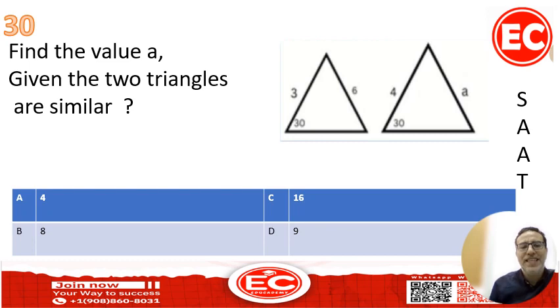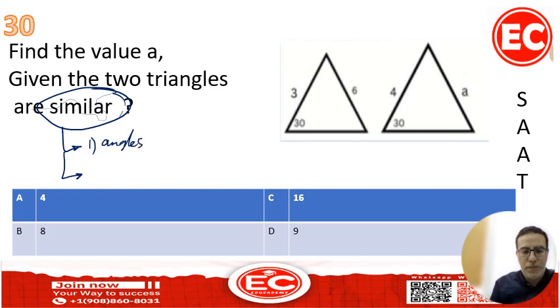Question number 30, it says that these two triangles are similar. You should know that if two triangles are similar, I have two rules. Number one, corresponding angles are equal or congruent. It means that this angle equals that angle, and this angle equals that angle, and this angle is equal to this angle. Second thing, that sides are proportional.